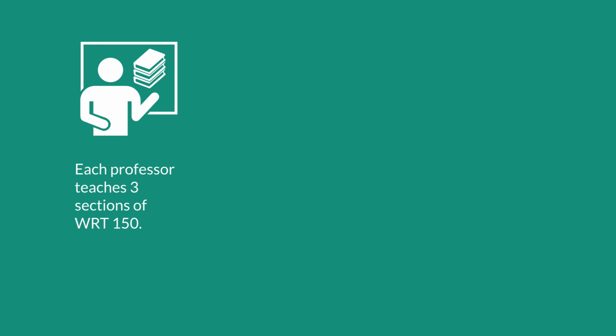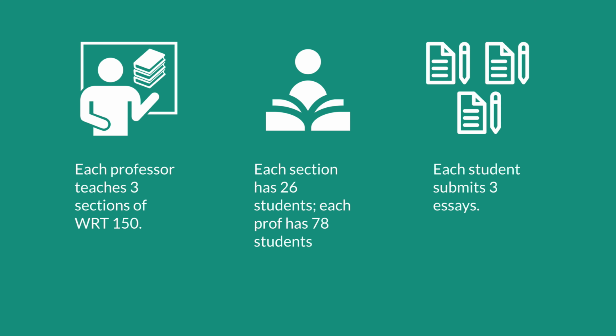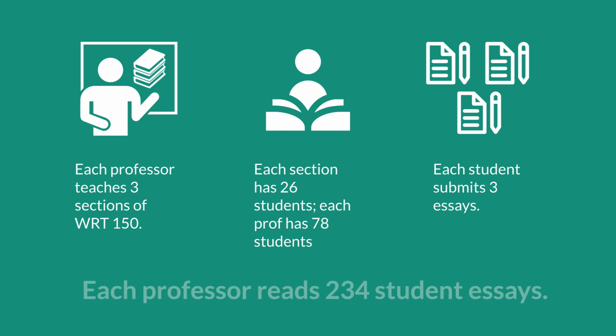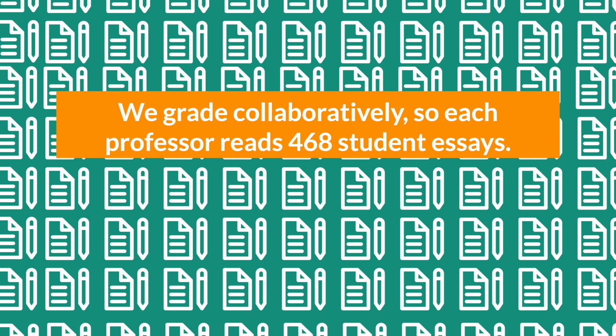Each professor teaches 3 sections of Writing 150 on average. That means because each section has 26 students, each professor is responsible for grading 78 student portfolios. And as we know, each student submits 3 essays. So in total, each professor reads 234 student essays to complete the grading for their students alone. But, as you know, we grade collaboratively in Writing 150, which means that professors are grading their students and other people's students as well. So on average, each professor is reading 468 student essays at the end of the term.